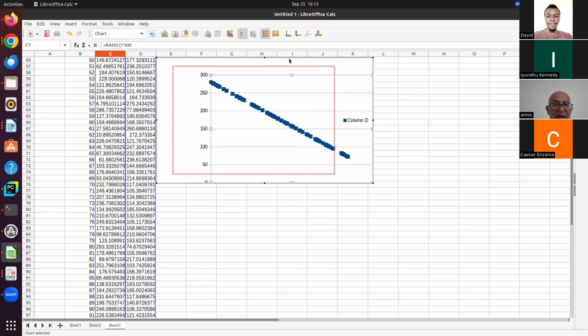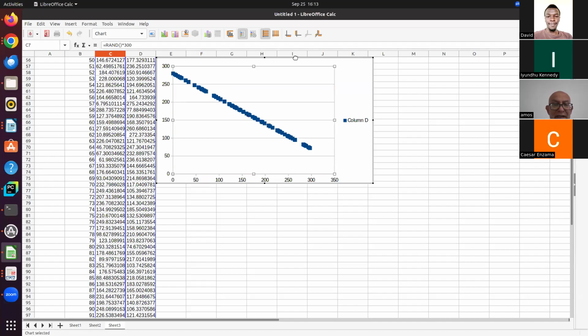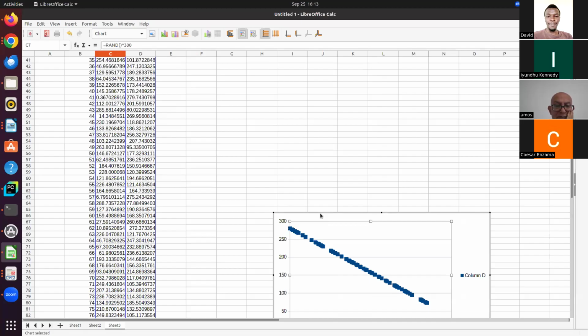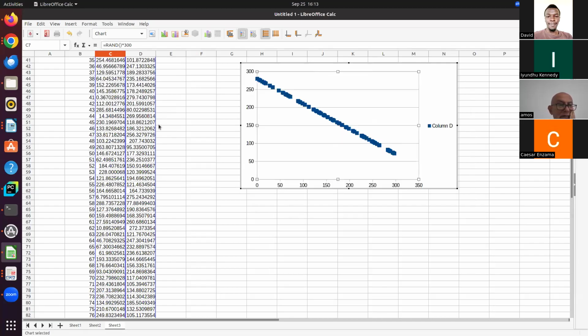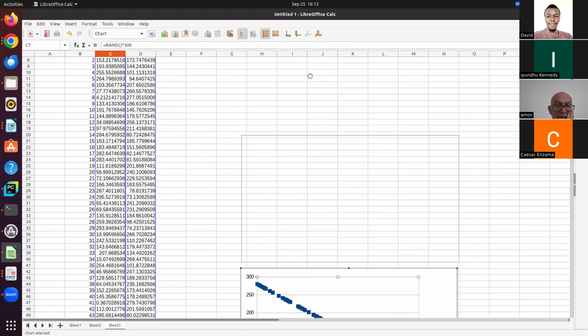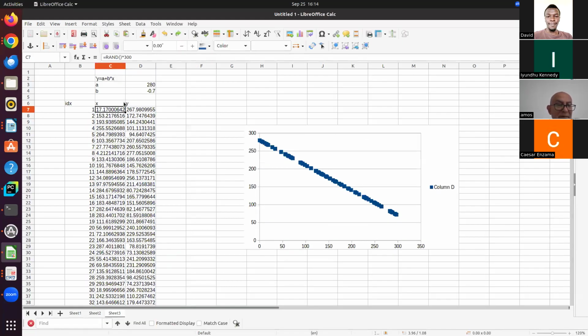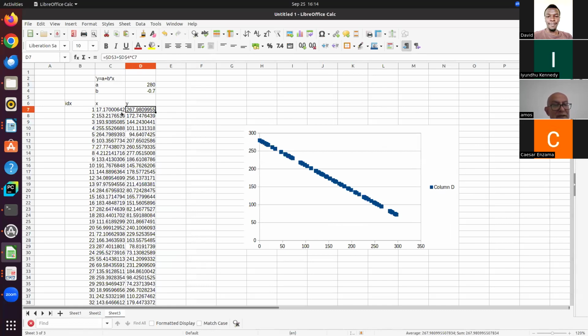The dots are exactly on the straight line because we used this equation to generate those dots. By the way, a dot is represented by two points. This is the X and this is the Y. So for any dot here, you have the X and you have the Y with it. It's an exactly straight line. Why is it exactly a straight line? Because we really used this equation.